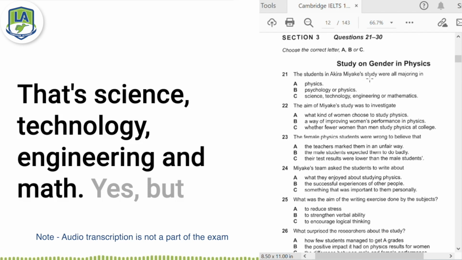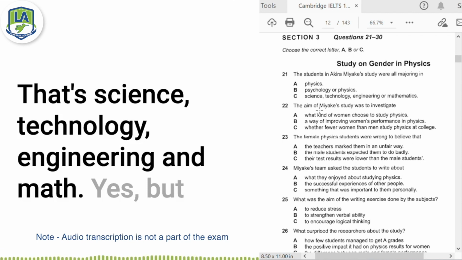Students were not majoring in physics. They talked about psychology as well. That is something related with researchers, not with students. They weren't actually majoring in physics, but they were majoring in what's called STEM: science, technology, engineering, and mathematics. So C will be the right answer. Let's move on to the next question.